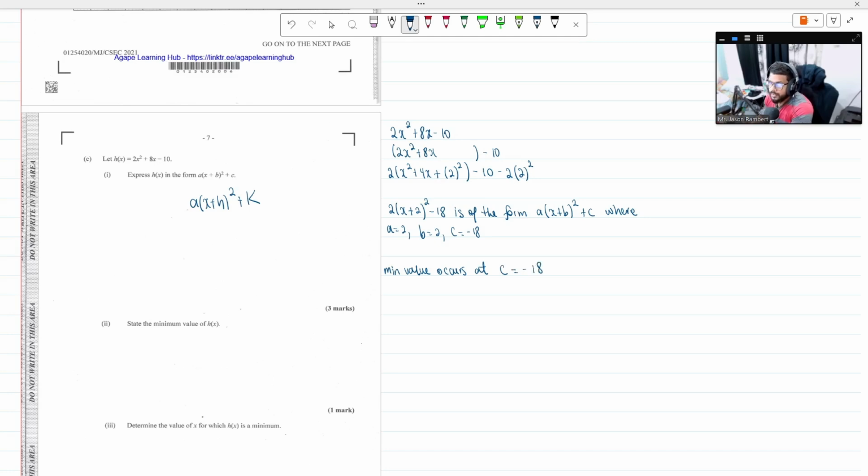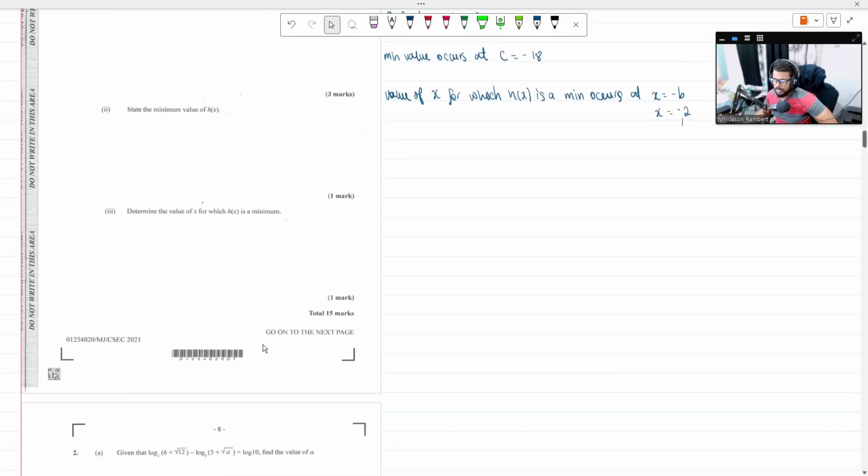So that's the minimum value of the entire function. And determine the value of x. So the value of x for which h of x is a minimum occurs at x is equal to minus h. In this case, h corresponds to b, so x is equal to minus b. x will be equal to minus 2. We good to go. Right, and that's it for number 1.